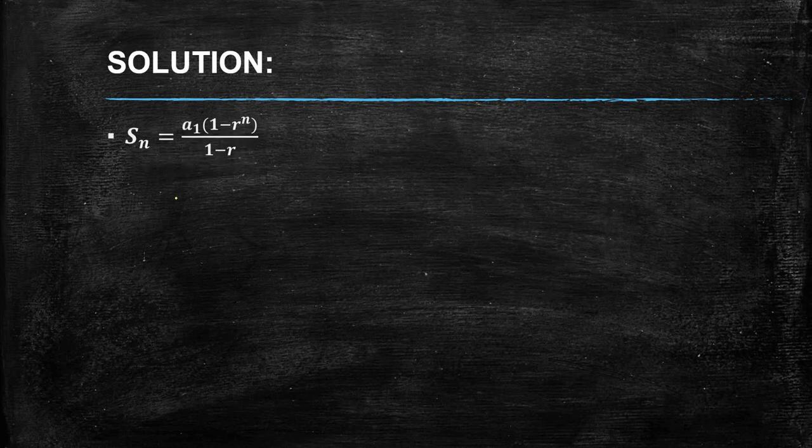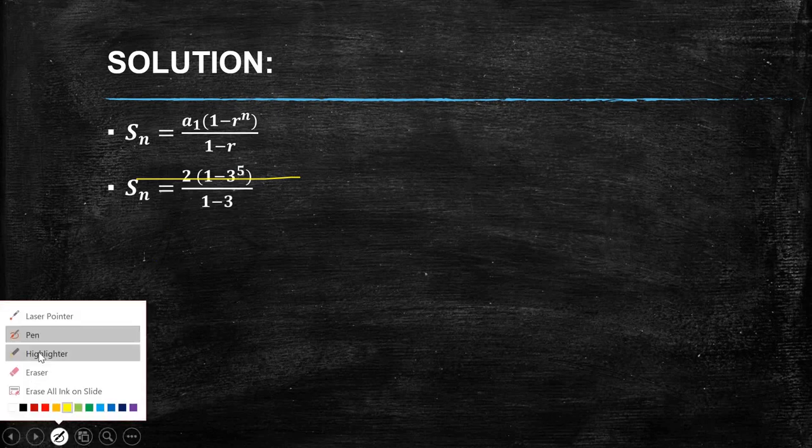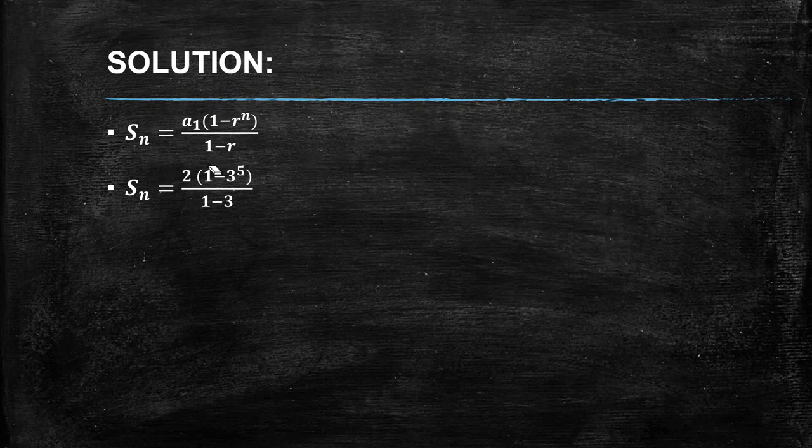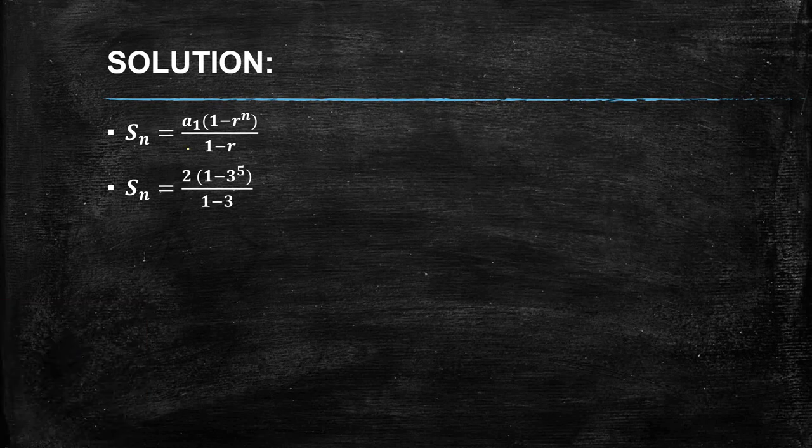Okay, for our solution, using the formula, we just substitute the values. Substitute natin yung mga values kanina. First term natin is 2 times 1 minus the common ratio, which is 3. And then, n is 5. Sir, bakit 5? Kasi hinahanap natin yung sum ng first 5 terms. Kaya ang n natin is 5. All over 1 minus the ratio 3.